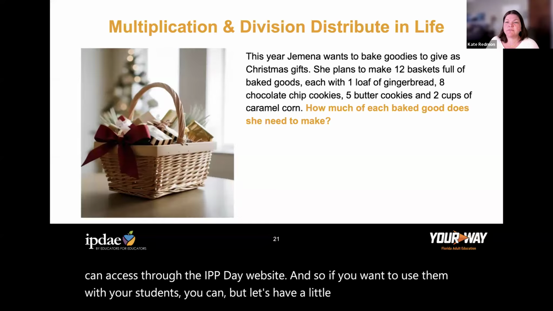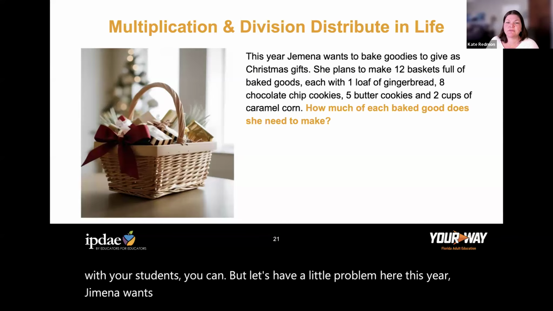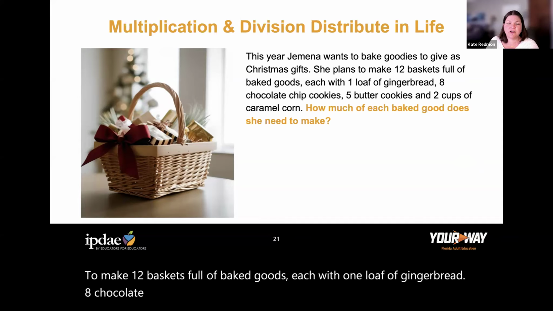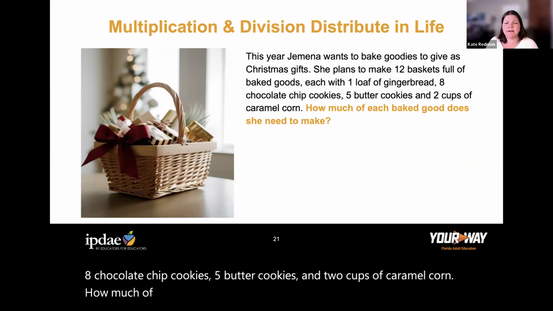This year, Jimena wants to bake goodies to give as Christmas gifts. She plans to make 12 baskets full of baked goods, each with one loaf of gingerbread, eight chocolate chip cookies, five butter cookies, and 2 cups of caramel corn. How much of each baked good does she need to make?